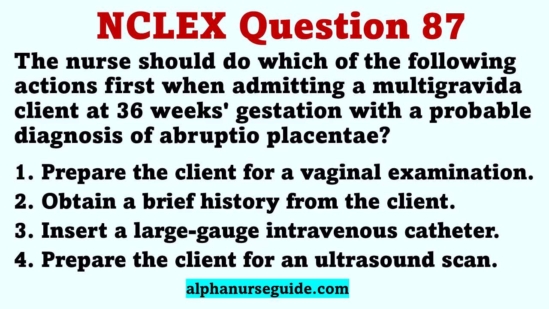The nurse should do which of the following actions first when admitting a multigravida client at 36 weeks gestation with a probable diagnosis of abruptio placentae? 1. Prepare the client for a vaginal examination. 2. Obtain a brief history from the client. 3. Insert a large gauge intravenous catheter. 4. Prepare the client for an ultrasound scan.